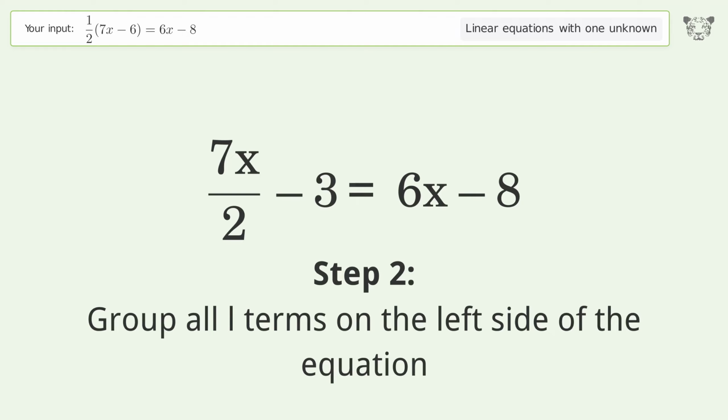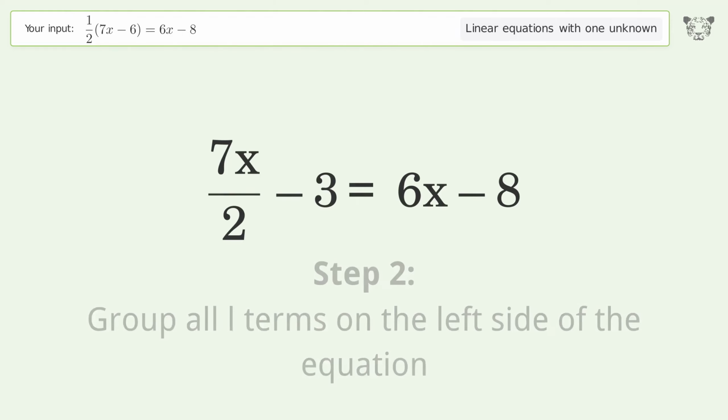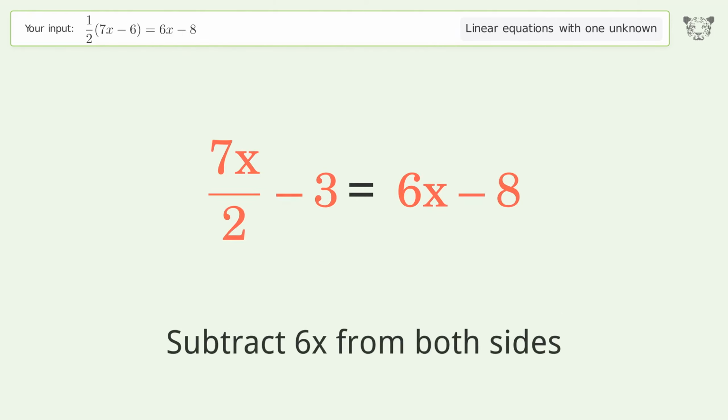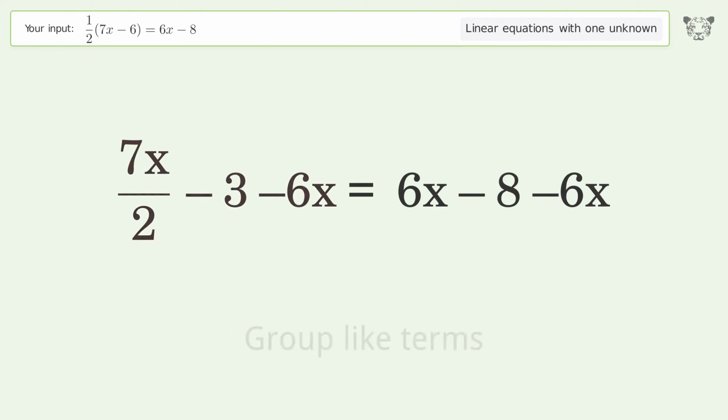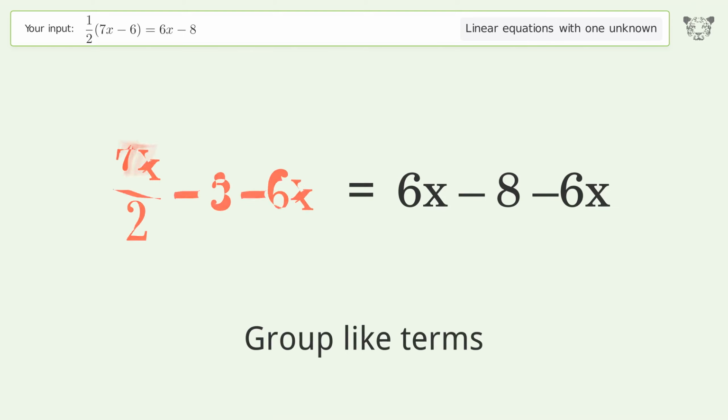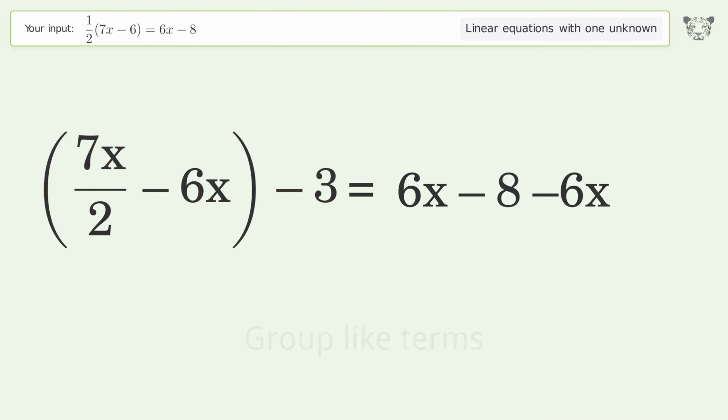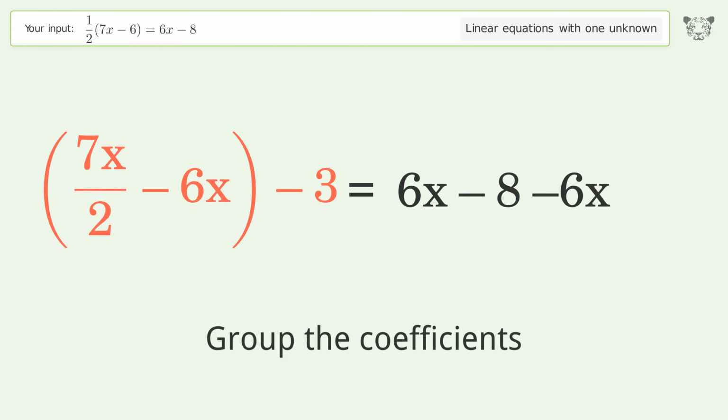Group all x terms on the left side of the equation. Subtract 6x from both sides. Group like terms. Group the coefficients.